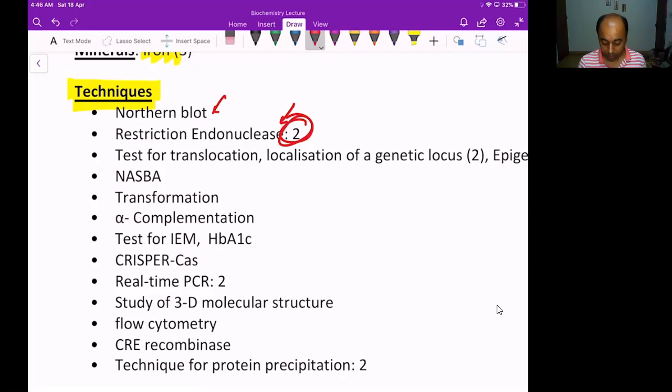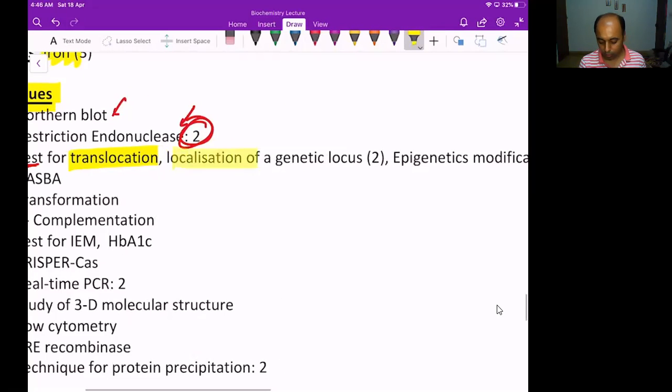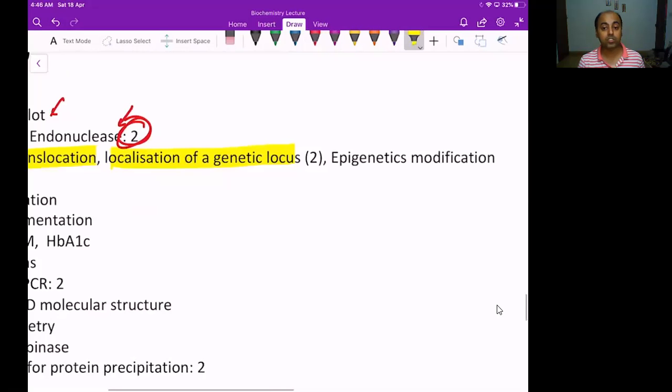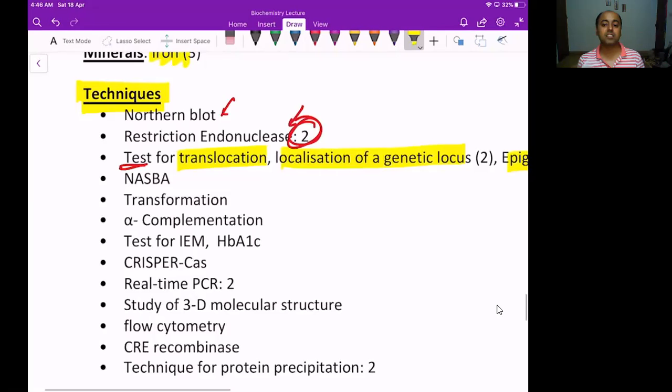Now, various tests have been asked, which is the most optimum test for a particular scenario. The various scenarios have been how to identify the translocation, how to identify the localization of a genetic locus. Twice this question has been asked. How to identify the epigenetic modifications. So, which are the best tests for these techniques? These have been asked frequently.